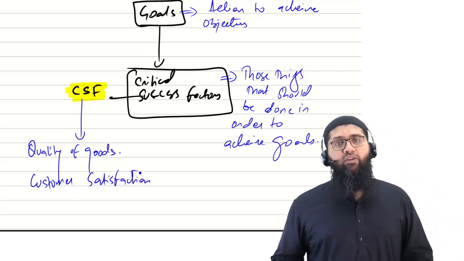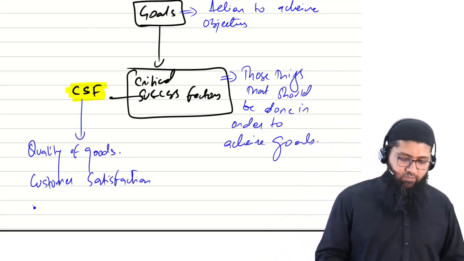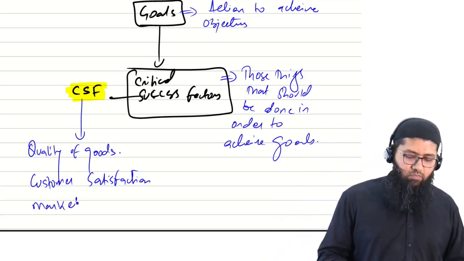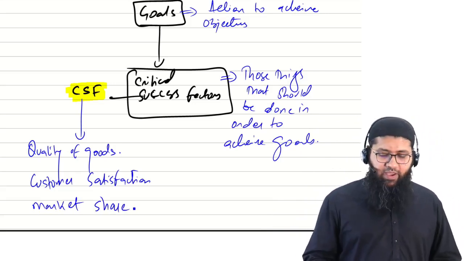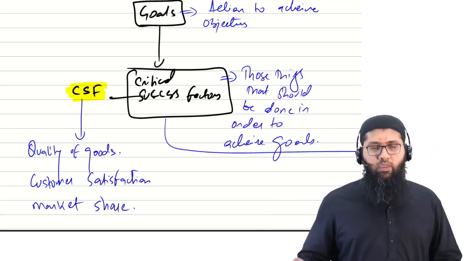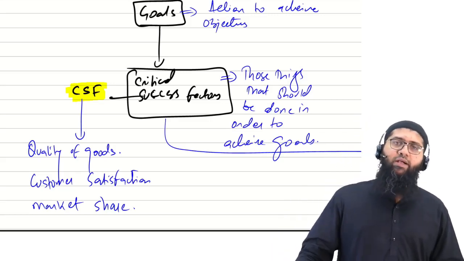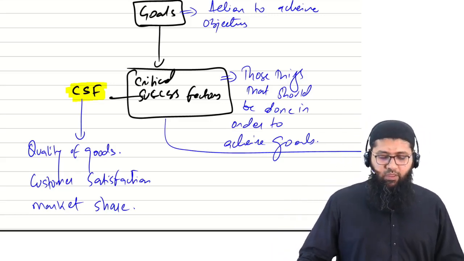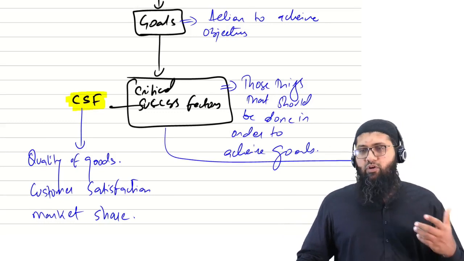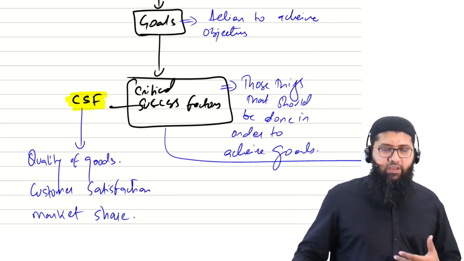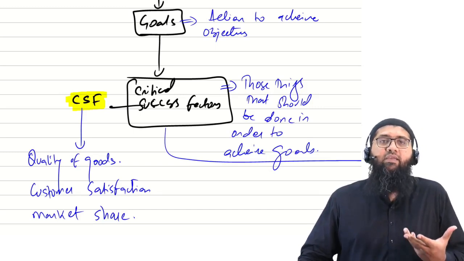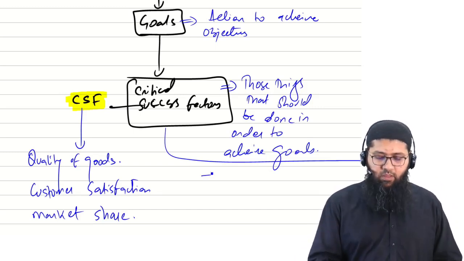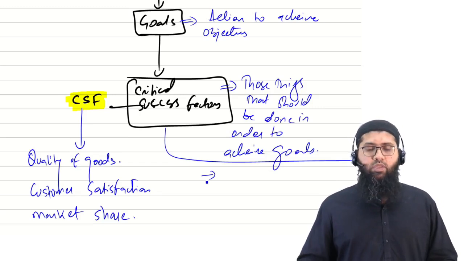Customer satisfaction could be a critical success factor. Market share could be a critical success factor. So you've got quality of goods, you've got customer satisfaction, you've got market share, they all could be the critical success factor. What else is there?